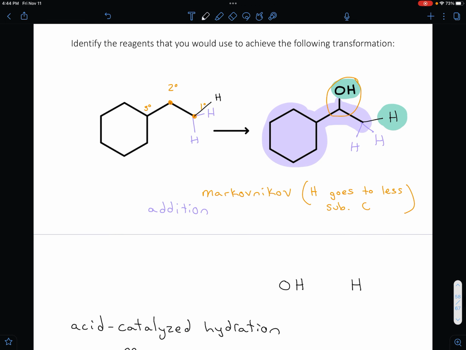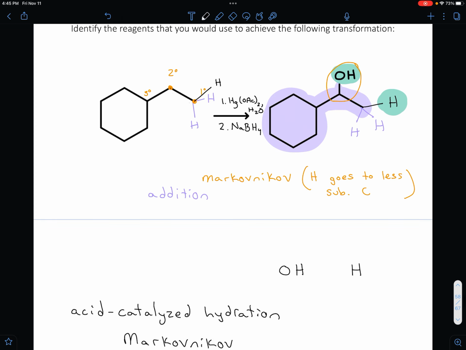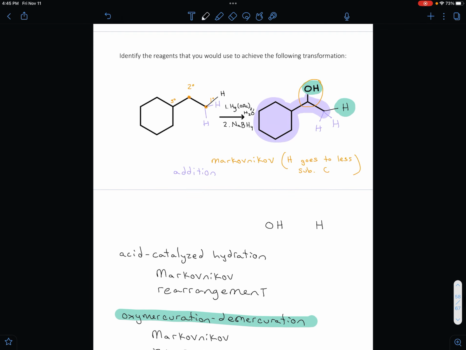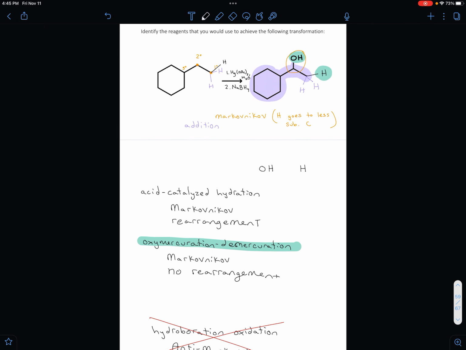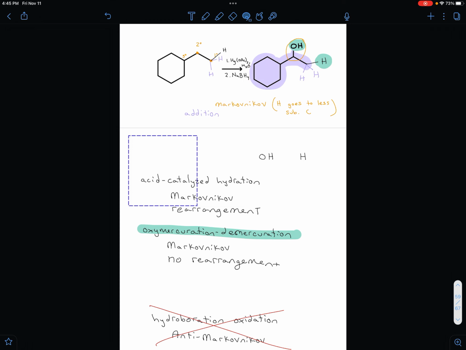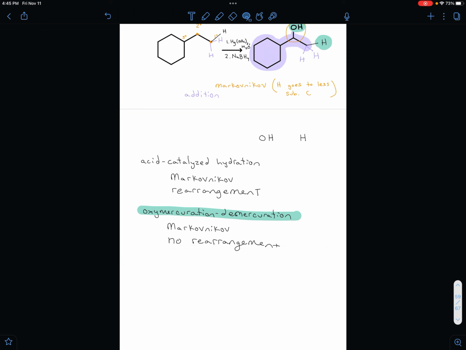To make this reaction happen, you would have to add first mercuric acetate, so that's mercury with 2 acetate groups, and water, and that's occurring in a first separated step. And then in a second step, done separately, you add sodium borohydride. And so that is what you would have to add for full credit for this question on the test. You would not be able to add acid-catalyzed hydration. And if you just wrote the reagents for acid-catalyzed hydration without showing any work, you would get 0 points credit.